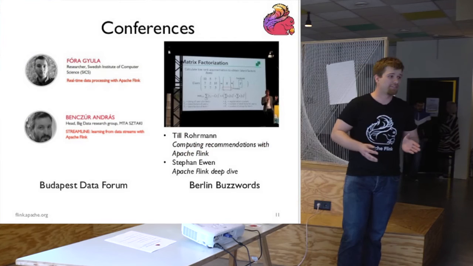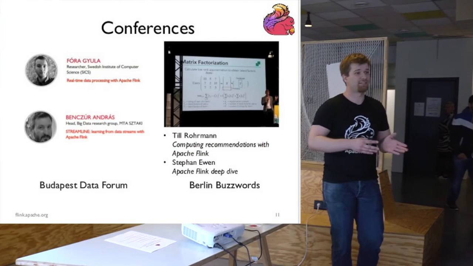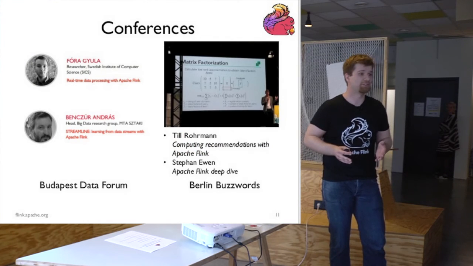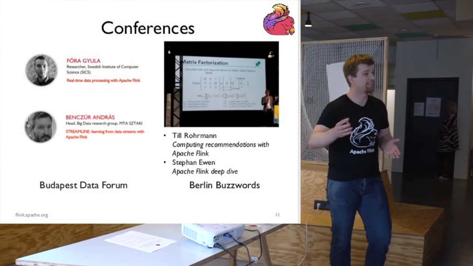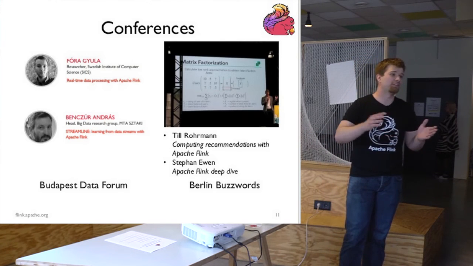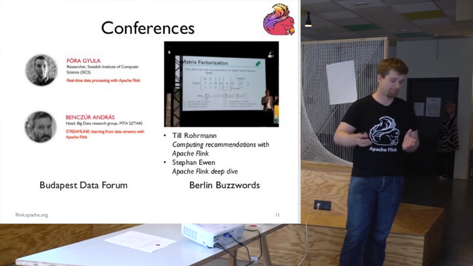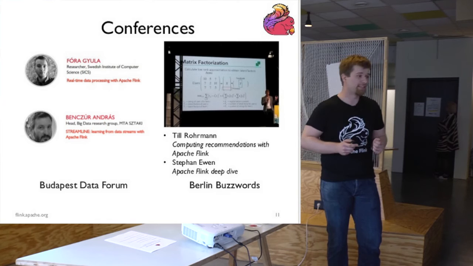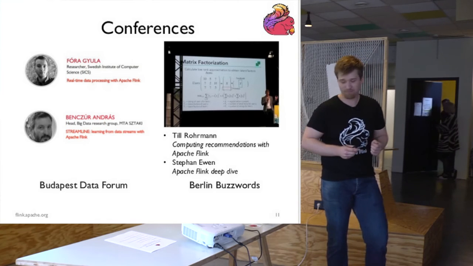There were other conferences besides the Hadoop Summit. For example, the Berlin Buzzwords conference, where there were also two Flink talks by Stefan and Till. And there was also the Budapest Data Forum, which is one of the bigger big data conferences in Hungary, that also had two Flink-related talks.